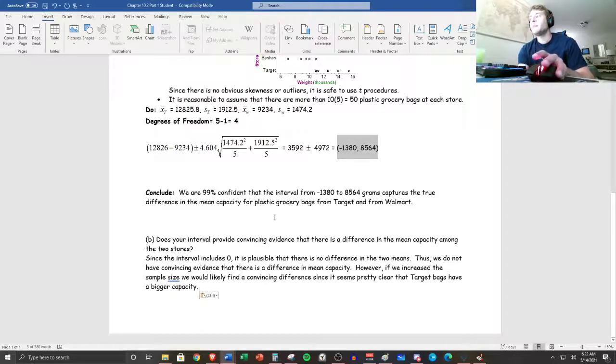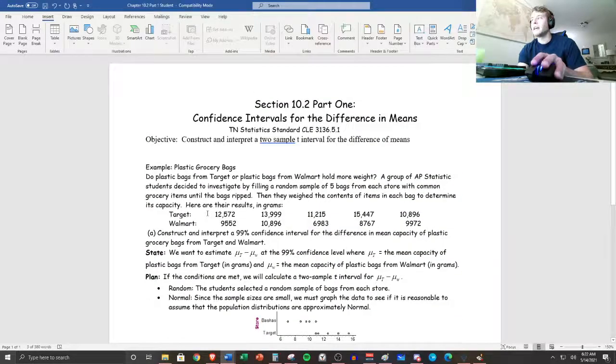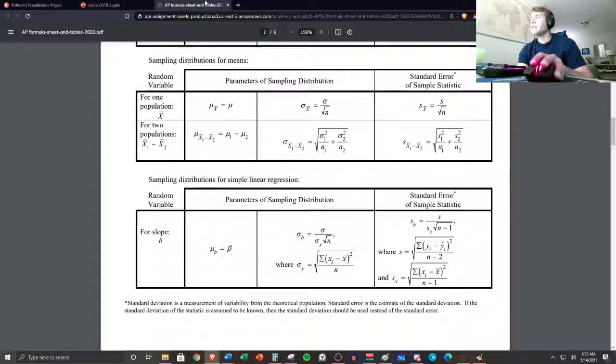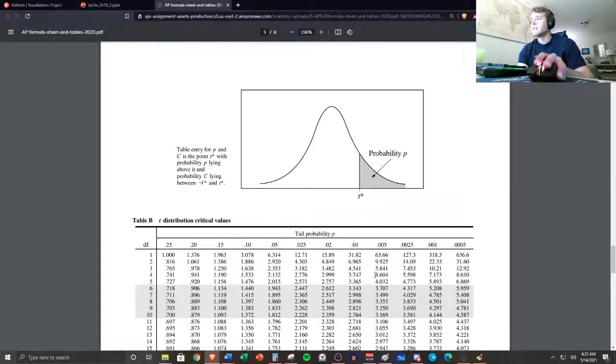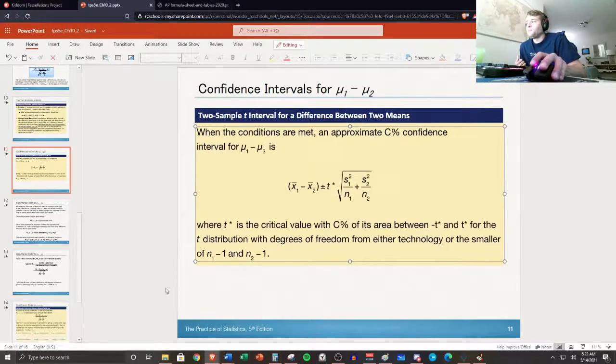However, if we increase the sample size, we only took 5. It's not very reliable, but if we increase that sample size, we probably would be able to find a difference, since it seems pretty clear that Target bags have a bigger capacity. Yeah, look at that. So that larger critical value that we got, at 4.6 right here, that's what's causing this to happen, that multiplier. It's making that interval so wide with that sample size. So if we increase our sample size, that would change it.